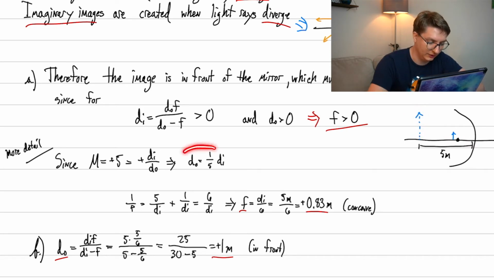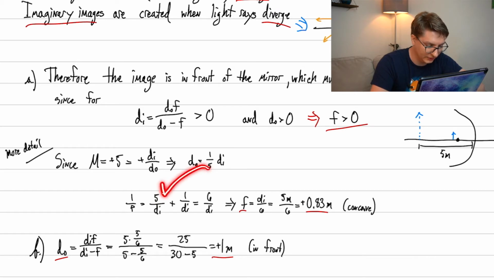That's going to give us a distinct relationship between the distance to the object and the distance to the image. The image had to have been 5 times further away, which means that the object had to have been at 1 meter if the image is at 5 meters away. So what does that tell us about the focal length? We can actually calculate that. We use the optics equation here. We know that the distance to the object is 1/5 the distance of the image.